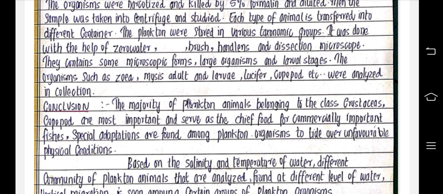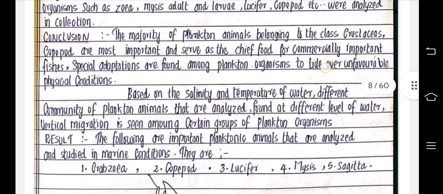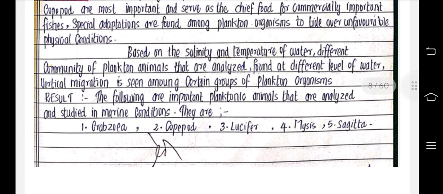Special adaptations are found among planktonic organisms to tide over unfavorable physical conditions. Based on the salinity and temperature of water, different communities of plankton animals were analyzed. At different levels of water, vertical migration is seen in certain groups of plankton organisms. Result: the following are important planktonic animals that were analyzed and studied in marine conditions.